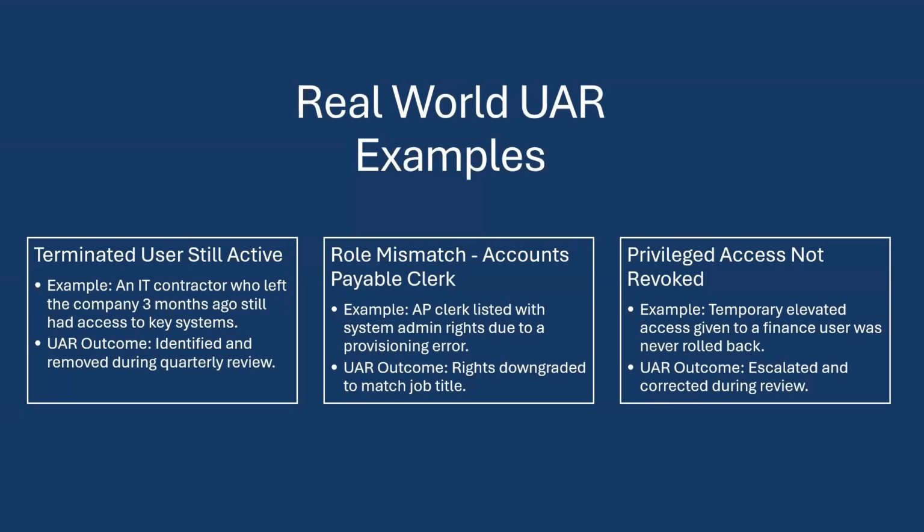Privileged access not revoked. You see this a lot, especially in development or when you're doing a major change. You give temporary elevated access to certain users to debug or get through hypercare in a post implementation of a new system or a major upgrade. A lot of times that temporary access isn't removed, right? And a user access review is going to catch that. It's more common than you think that this happens.